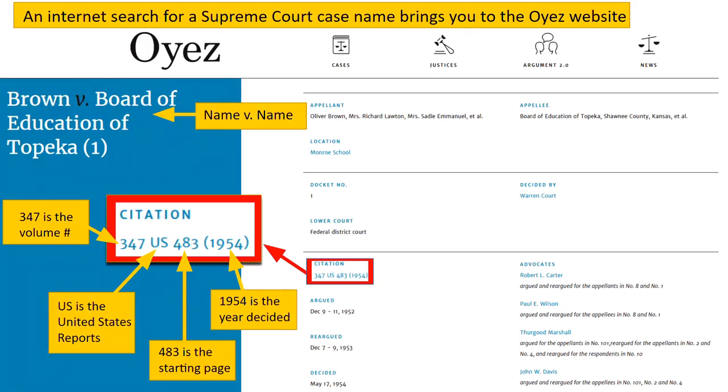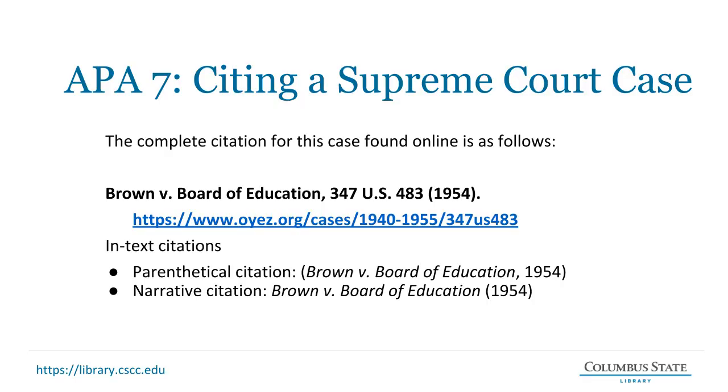And the URL is https://www.oyez.org/cases/1940-1955/347 US 483. Therefore, the complete citation is written as follows. When you reference this case in the body of your paper, here are two ways you may write your in-text citations. A parenthetical citation with Brown versus Board of Education, 1954 in parentheses, and a narrative citation, Brown versus Board of Education in the text of your paper and 1954 in parentheses.